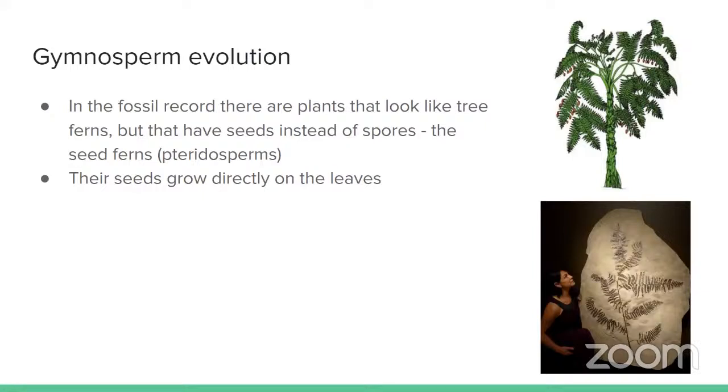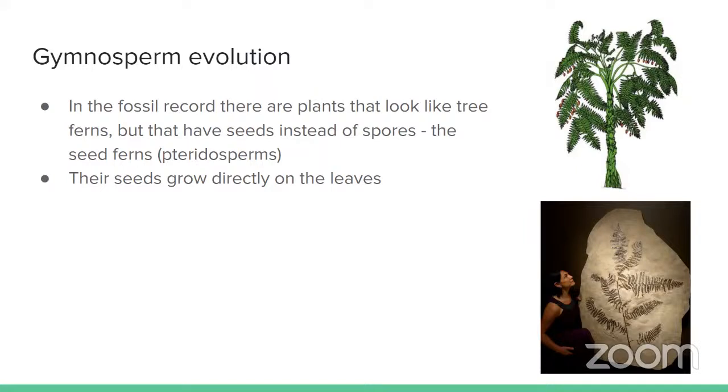Okay. So in terms of how our gymnosperms split off, how they evolved, what we first see in the fossil record is a plant that looks kind of like a fern, but instead of having spores and sporangia on its leaves, it literally has seeds on the leaves and some on the branches as well. So these plants weren't really ferns, they just looked like them. We refer to them as seed ferns.